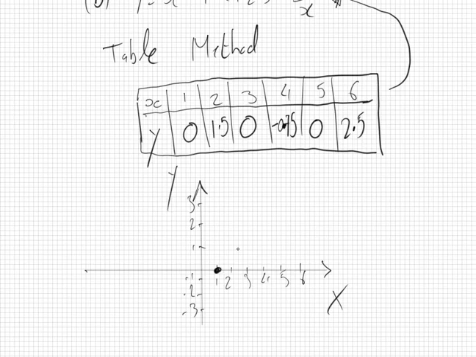Then my next point is 2, 1.5. And then 0. And then 4 and minus 0.75. Sorry, that's not very clear. Should be about there. And then 0 again. And then 6 is 2.5. So that'd be about there. So if you were to draw this, it would look roughly like this by connecting the points. It has a cubic-like shape to it. It looks a bit like a cubic.